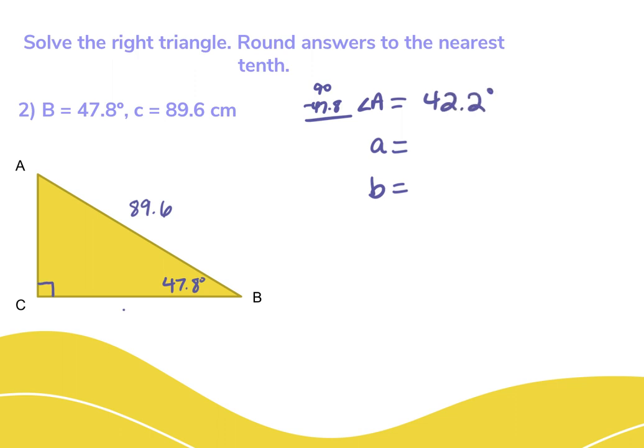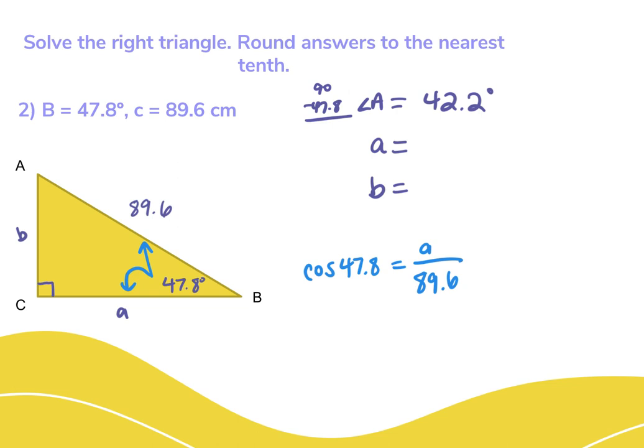And then I want to find A and I want to find B, and it doesn't matter which order you do this in. If I want to find A first, A is adjacent to the 47.8, and the other piece of information I have is the hypotenuse. So adjacent and hypotenuse is cosine. Cosine of 47.8 equals adjacent, which is A, over hypotenuse, which is 89.6.